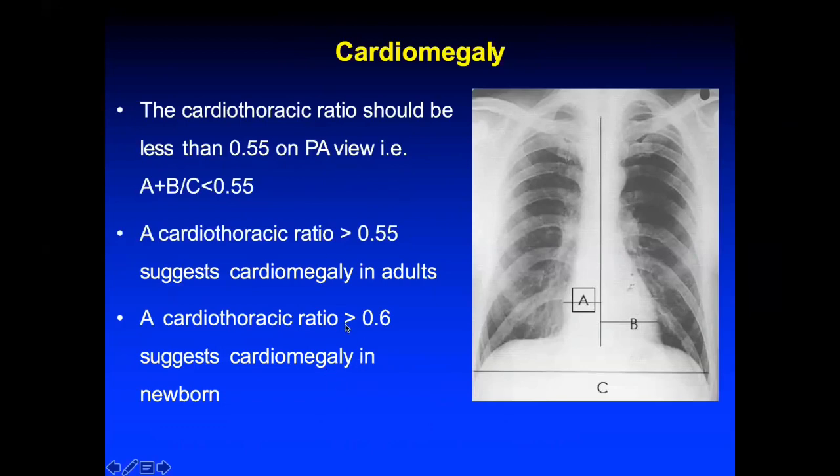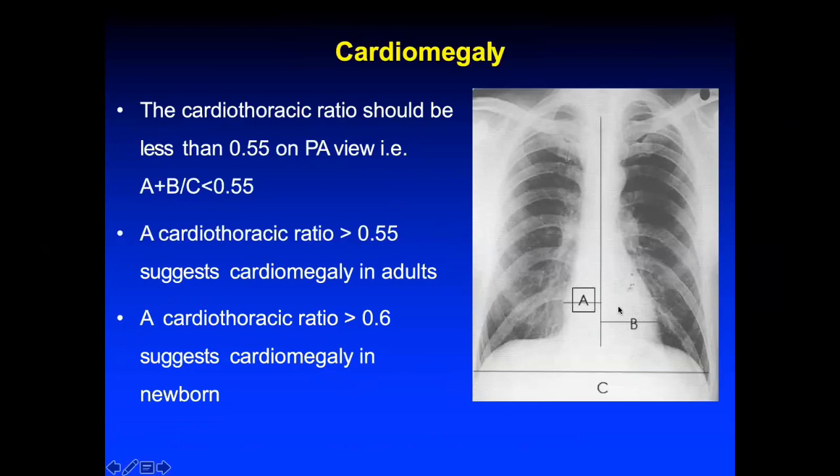In newborns, 0.6 is taken as a cutoff. So how do you measure the cardiothoracic ratio? This is the most common thing which is given in an exam. So first thing would be the maximum horizontal cardiac diameter and the maximum horizontal thoracic diameter.